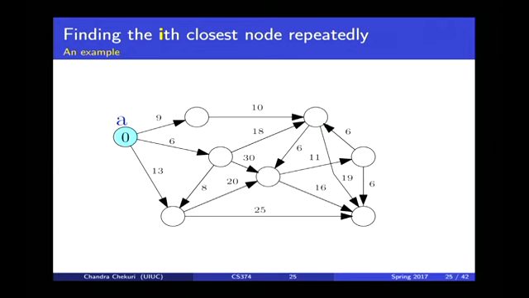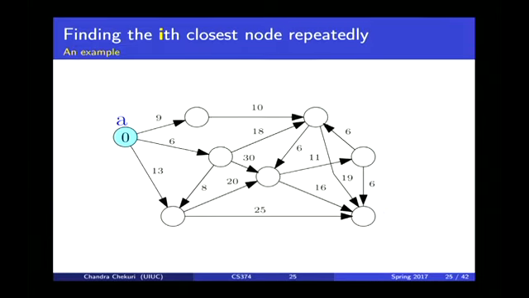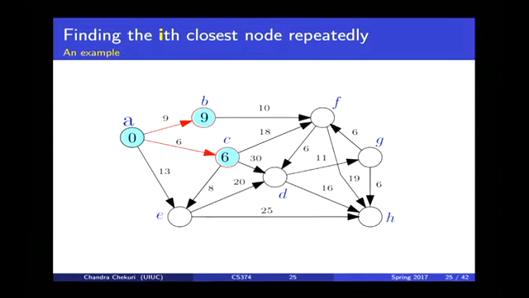This is Dijkstra's algorithm. It is nothing but the following principle: you already found the i minus 1 closest vertices to a source. You want to find the ith guy, and this is how you maintain that information.